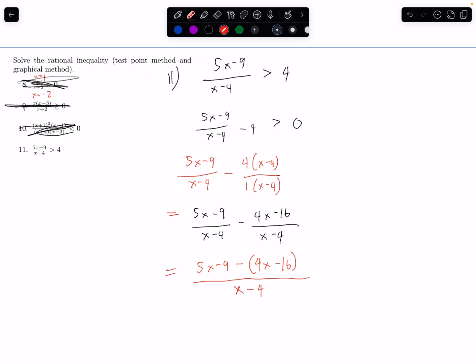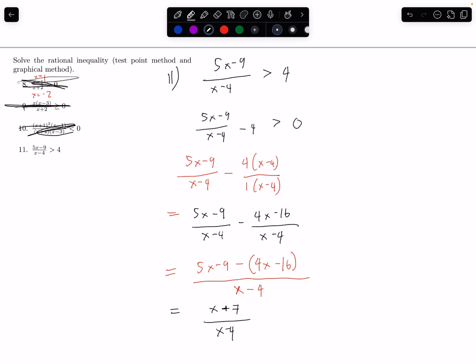x minus 4. Remember how we subtract fractions? If not, this is how we do it. Okay, now 5x minus 4x, that's the subtraction, there's just x. Here I've got minus 9 minus negative 16, which is really negative 9 plus 16. Is that right? Negative 9 plus 16 is, positive 7. What am I thinking? Yeah, positive 16 minus 9 is 7. Okay, over x minus 4.